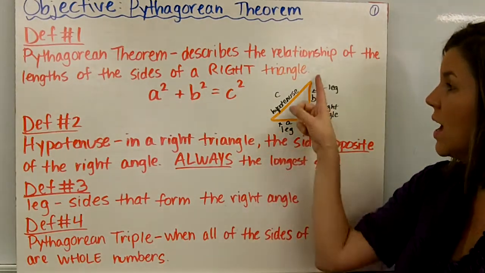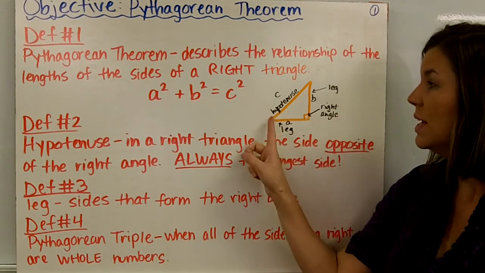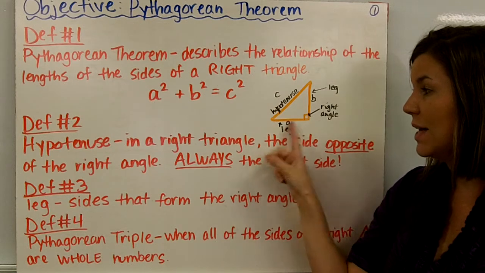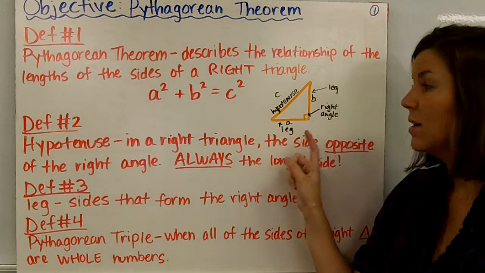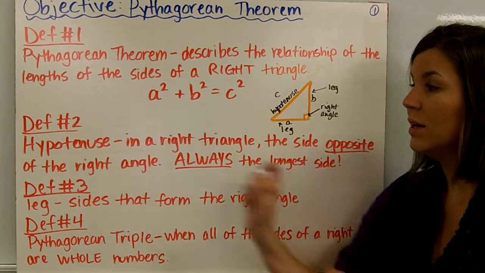Here you can see a triangle. It is a right triangle. The right angle is labeled. C is called the hypotenuse. This side is A, it is a leg, and this side is B, it is also called a leg.